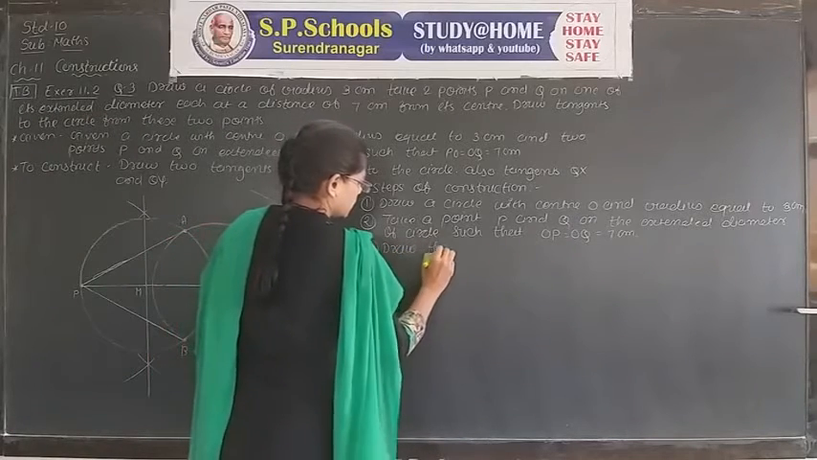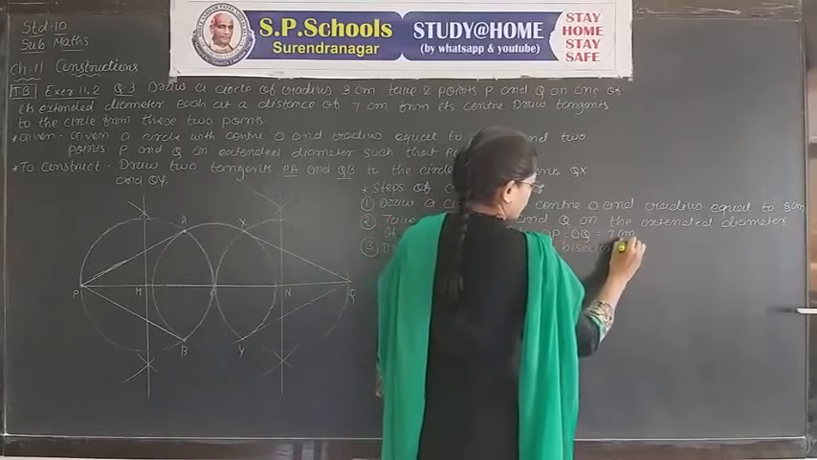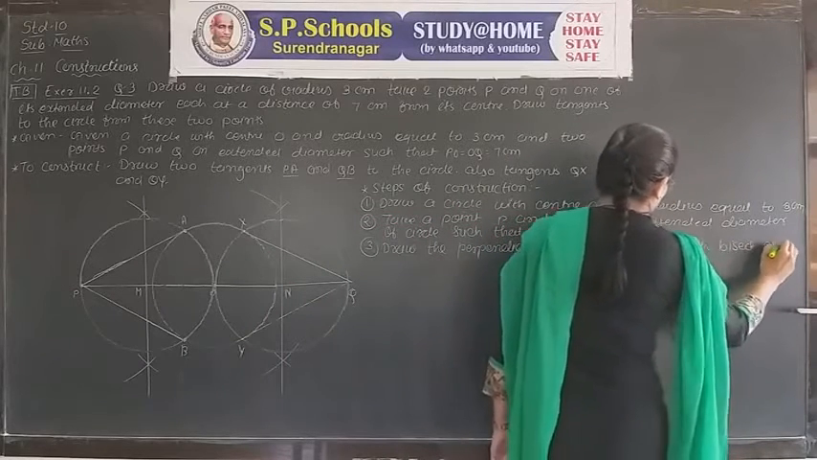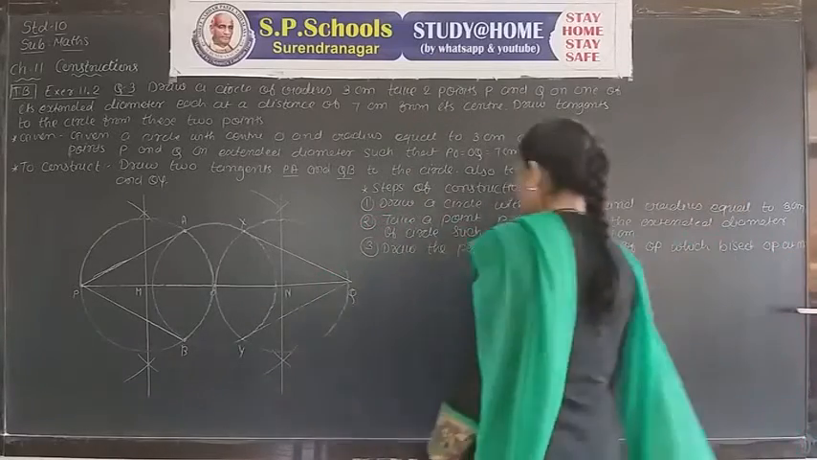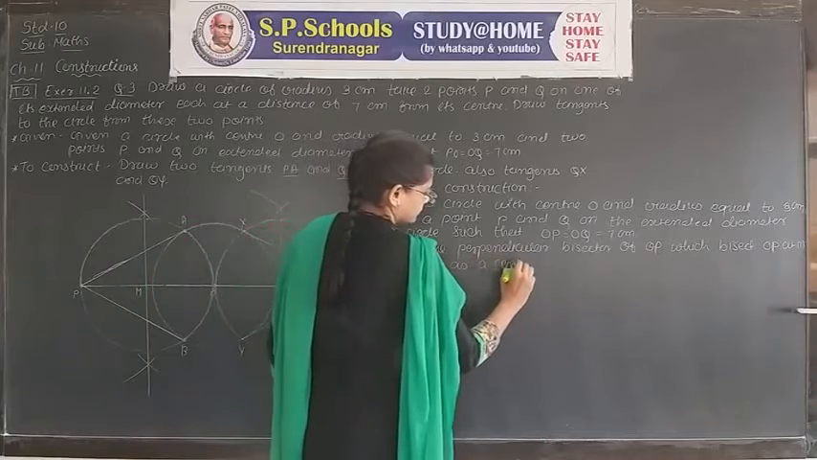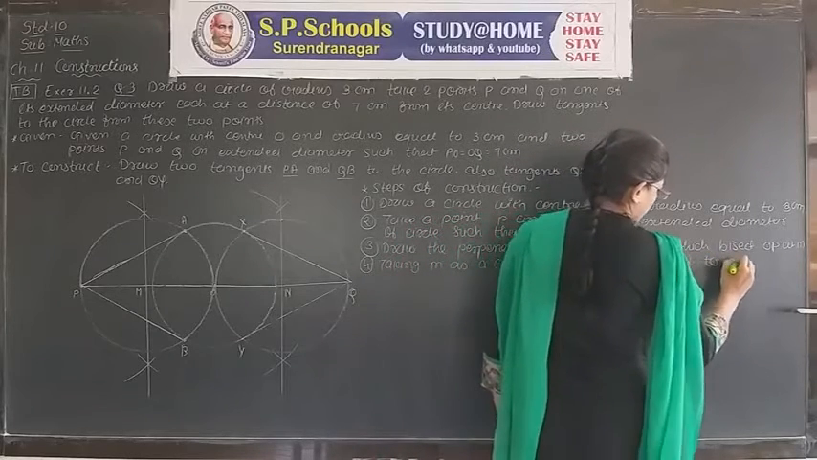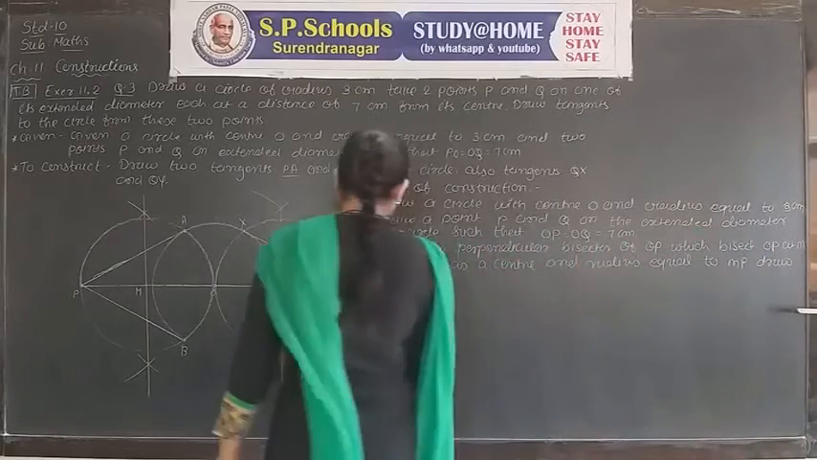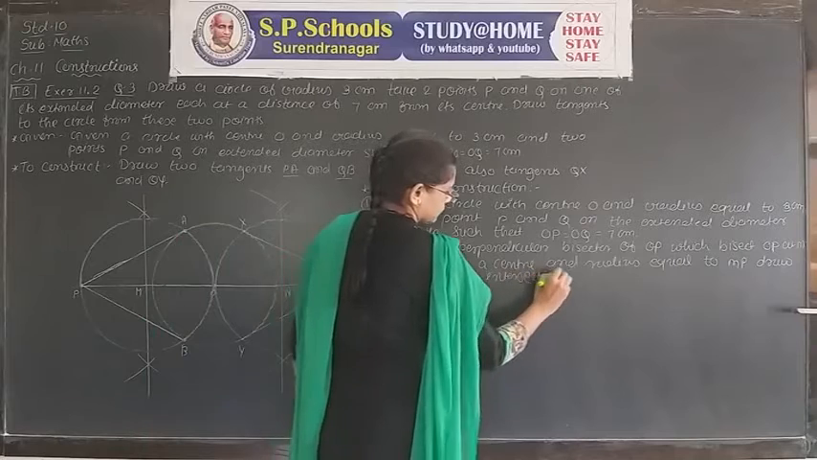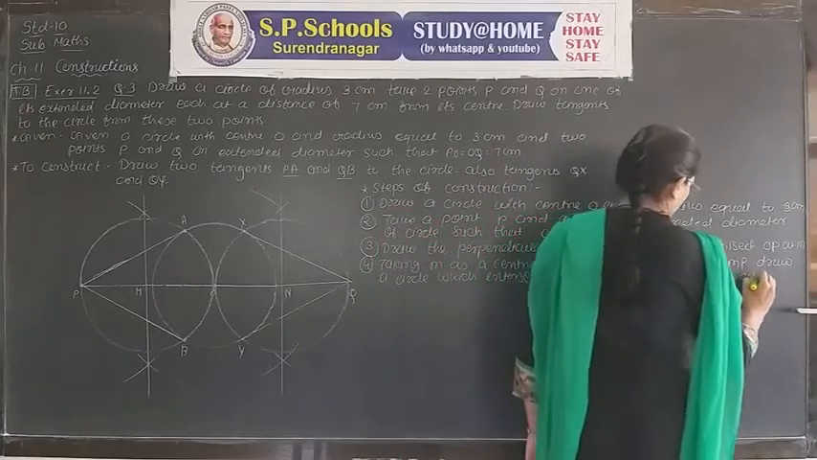Draw the perpendicular bisector of OP, which bisects OP at M. Then, taking M as center and radius equal to MP, draw a circle which intersects the circle with center O at A and B.